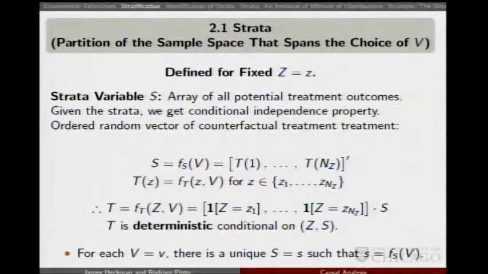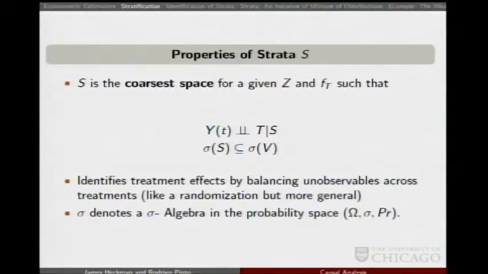The key insight is that for each V in the support of V, there's going to be a unique S. So there's going to be a unique stratum associated with that V, and that's going to play a very important role. So what are the properties of these strata? The properties are that S is going to be the coarsest space. It's like a balancing score, if you're familiar with that literature from matching: conditional on S, T is going to be a randomization. So if we can get our hands on S, it's as if we have an experiment, or we have matched. In that sense, it's like matching in the sense of balancing.